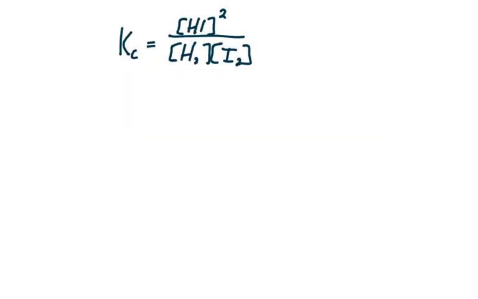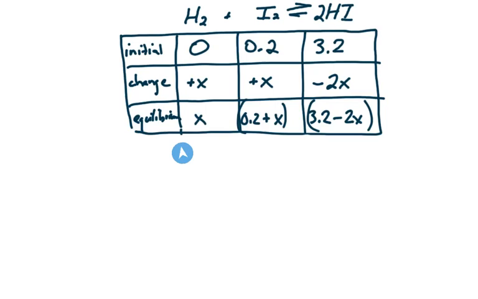Now, if you remember, this is the equilibrium constant, and we find K, the equilibrium constant, by knowing the equilibrium concentrations of all of the substances. So this is the concentration of HI at equilibrium, H2 at equilibrium, I2 at equilibrium. Okay? Well, we don't know these equilibrium concentrations, but we know what they are equal to.